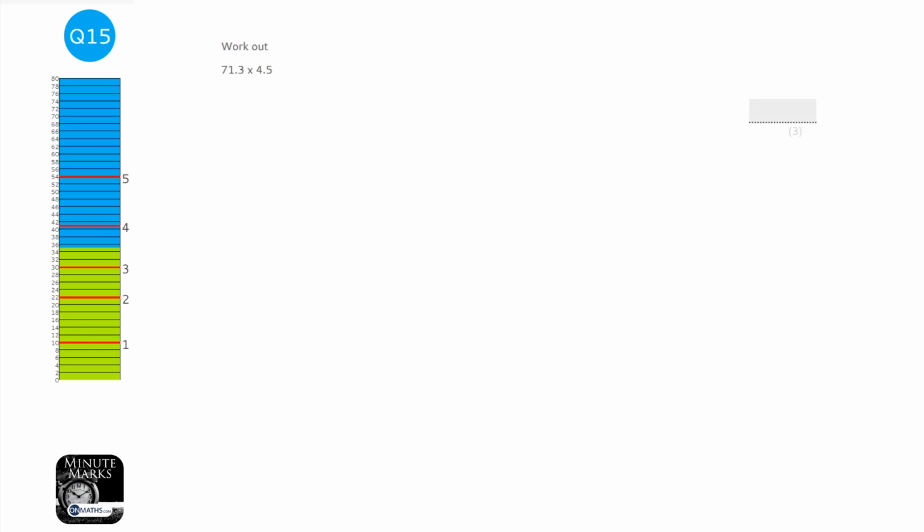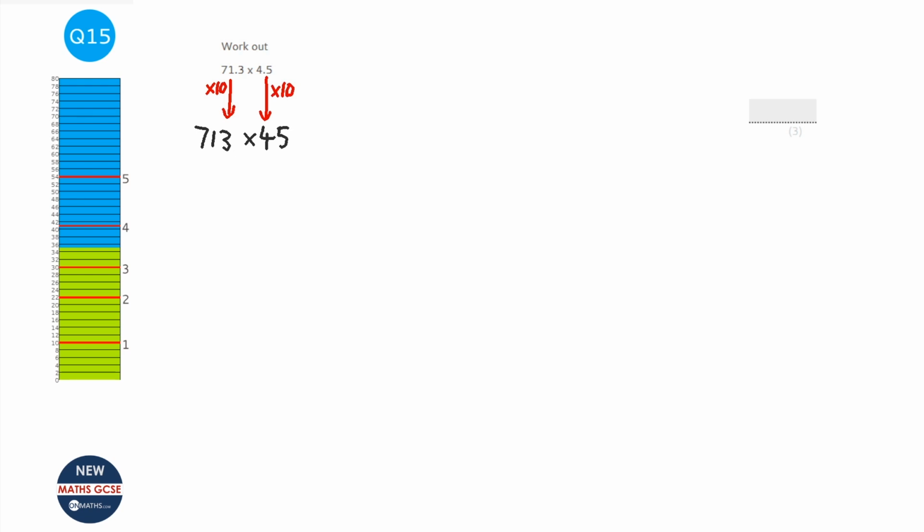Okay, so for this question, the first thing we're going to do is convert these into easier numbers to deal with. So I'm going to times this left hand one by 10 and times this right hand one by 10. So we actually end up with whole numbers, which are much easier to multiply. I've just got to remember to turn them back at the end.